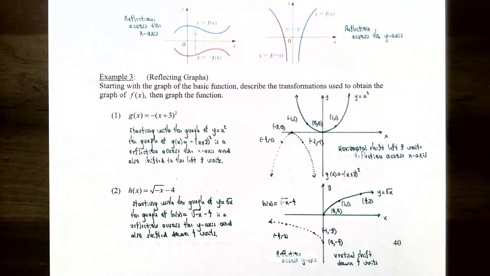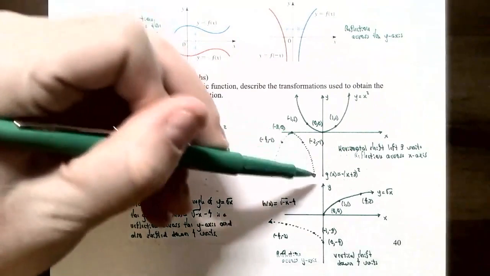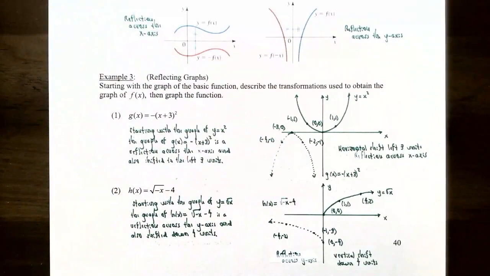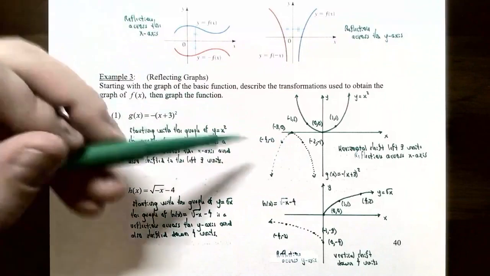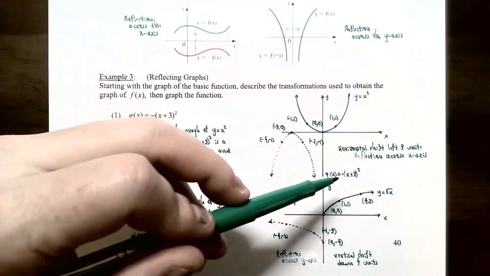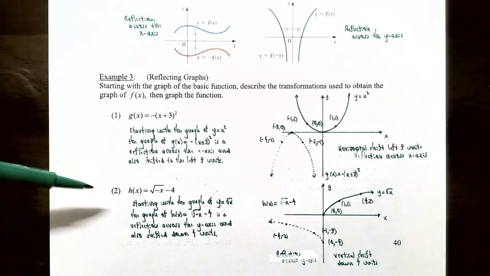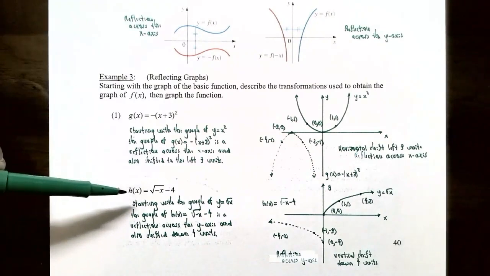And so now you have these 3 points to give you an idea what the graph will look like. The parabola will open down instead, and it'll pass through (-3, 0), (-2, -1), and also (-4, -1). That is the graph of g of x is equal to negative, and then parentheses x plus 3 inside the parentheses, and it's all squared. That's a horizontal shift left 3 units, and a reflection across the x-axis to obtain the graph of g of x.